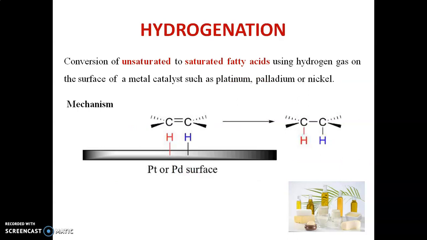So, hydrogenation is conversion of unsaturated to saturated fatty acids using hydrogen gas on the surface of metal catalysts such as palladium, platinum, or nickel. The hydrogen gets added across the double bond.